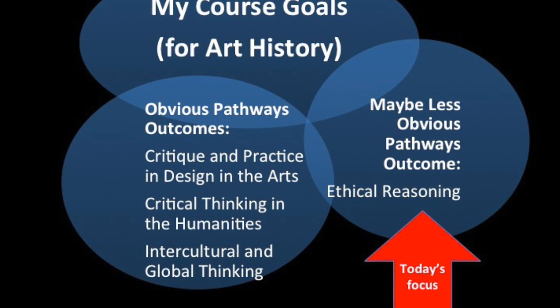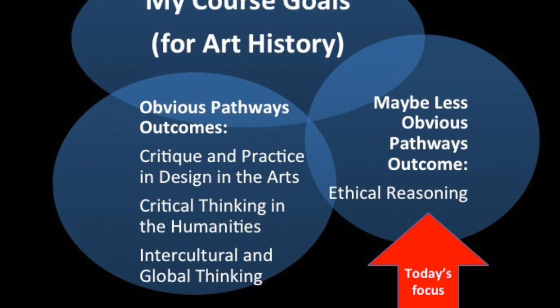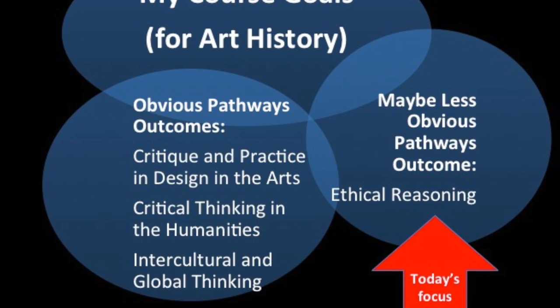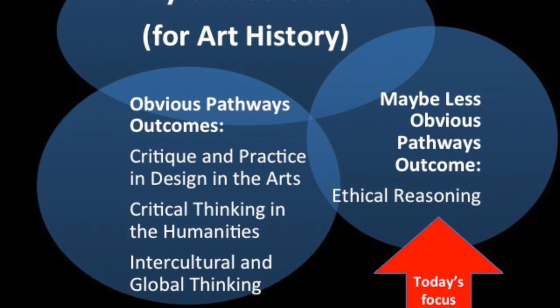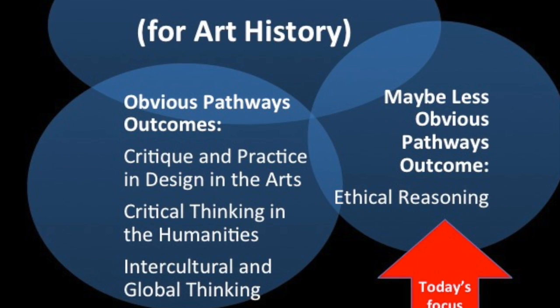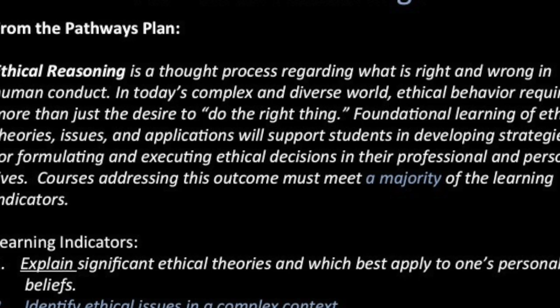I wanted to see where my course outcomes overlap with the new Pathways outcomes. Some of them are pretty obvious, those are the ones on the left. What I want to talk about today is a less obvious one, ethical reasoning. I mention ethics pretty frequently in my class, but it's usually a throwaway remark or a question. As a Pathways course, I want to make it more intentional and a more active part.